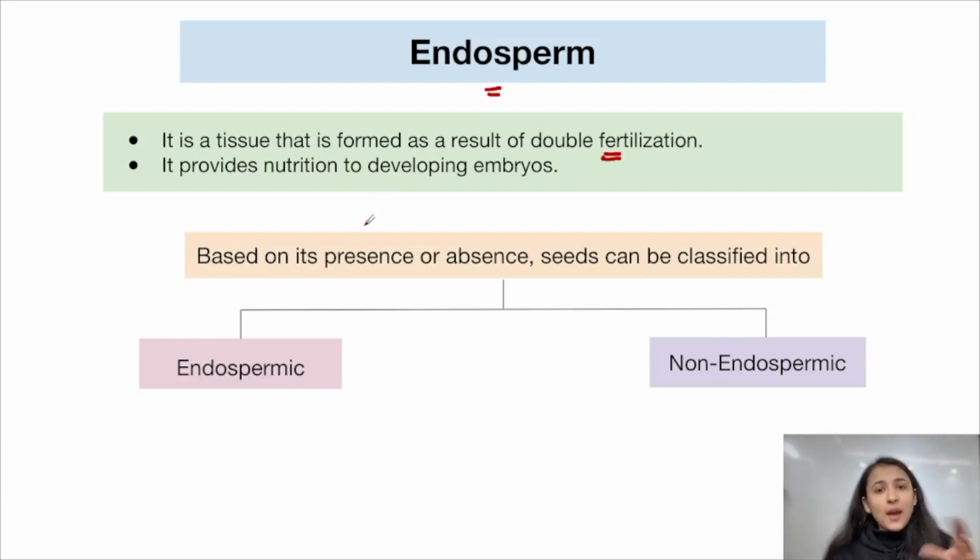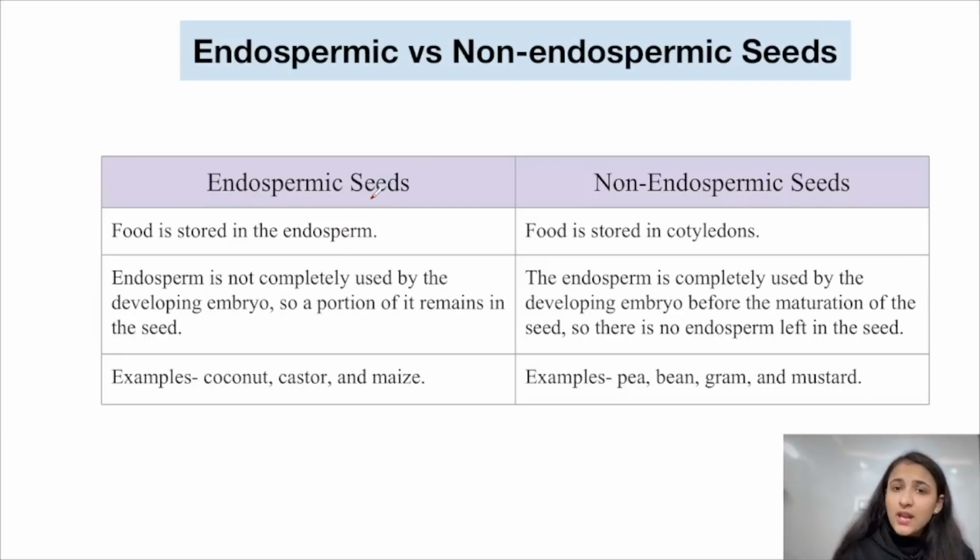Based on the presence or absence of endosperm, the seeds can be of two types: endospermic seeds and non-endospermic seeds. In endospermic seeds, as the name suggests, food is stored in the endosperm. In non-endospermic seeds, food is stored in the cotyledons. So cotyledons are the only source of nutrition for the developing embryo in non-endospermic seeds, whereas in endospermic seeds, the embryo derives nutrition from the endosperm, which is the nutritive tissue.